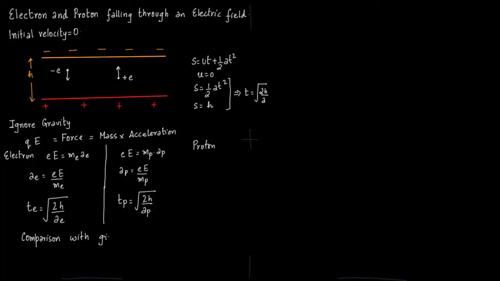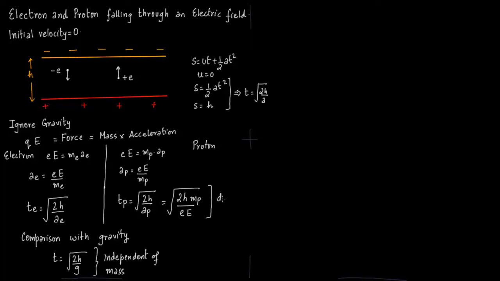So for comparison with gravity, you can see that the time taken is square root of 2h divided by g. Notice that this is independent of mass. But here, for example, for the proton, you put in the value for acceleration, you get square root of 2h times mass of the proton divided by small e times the electric field, and this depends upon the mass of the proton.